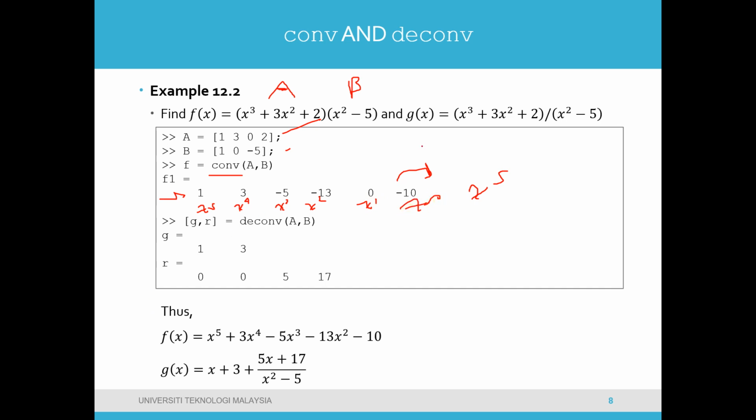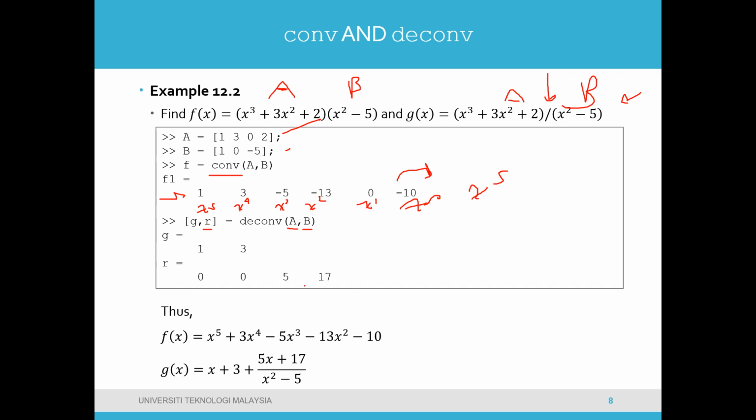How about deconv? This one is the same thing: this is A and this is B, but this time it is division, so you use deconv. Make sure the numerator, the upper side, is A, and the denominator, the lower side, is B. Of course you need to show the result as well as the remainder. You can see here G is 1, 3, and the remainder is this one.